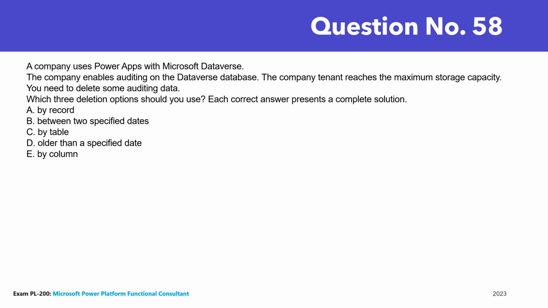A. By record. B. Between two specified dates. C. By table. D. Older than a specified date. E. By column. Correct answer, A, B and D.